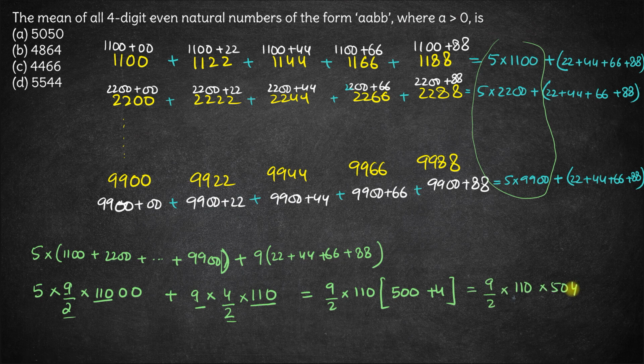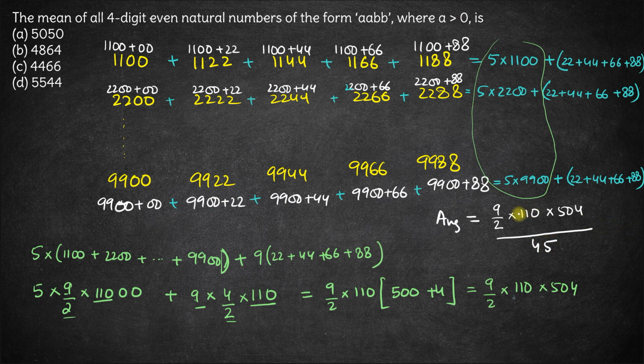So we have 9 by 2 into 110 into 504. Now what we need to calculate is the mean, as in the average of all these numbers. So this is the sum of all these numbers. The average of all these numbers will be the sum divided by the number of numbers. How many numbers are there? 1, 2, 3, 4, 5. There are 5 numbers in each row and there are 9 rows. So there are a total of 45 numbers. So the average will be the sum, which is 9 by 2 into 110 into 504, divided by the number of terms. The number of terms is 5 into 9, 45.